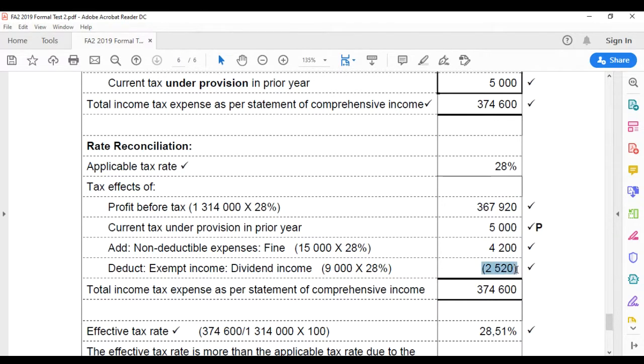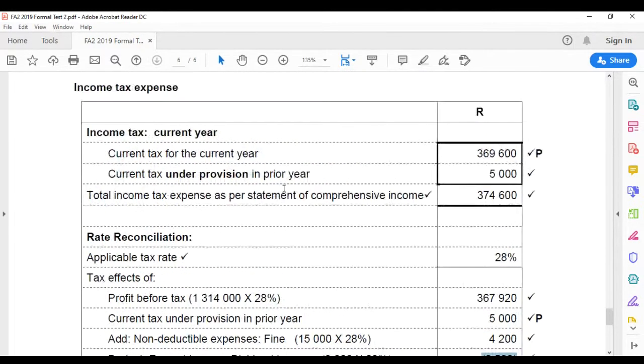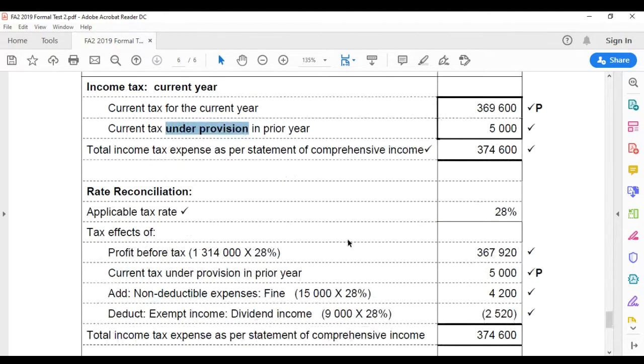But then we mustn't forget about that one other little item that doesn't relate to this year's tax expense. We had to record it in this year's books because we've already closed off last year's books. So we had to record it in this year's books, but it related to last year's expense. It was an under provision in the previous year, which means we had to provide for more income tax this year, even though it relates to last year. So that has an effect of increasing our income tax by another 5,000 rands.